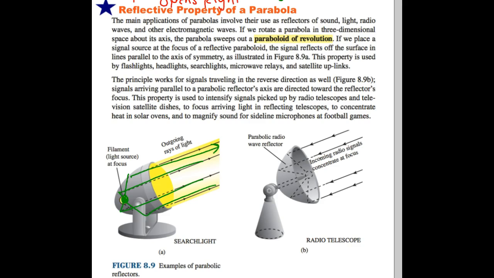It also works in the reverse direction. So signals arriving parallel to its axis are directed towards the reflector's focus. So if we have, like it says here, incoming radio signals, they're going to come in parallel to our axis of symmetry. They're going to bounce off the edge and aim at the focus here. So anything coming in is going to bounce off the edge and be directed to the focus. A good example of this was you could put a microphone there. And so all the sound is going to come in and bounce to that microphone so you can hear it. All right, questions about that?